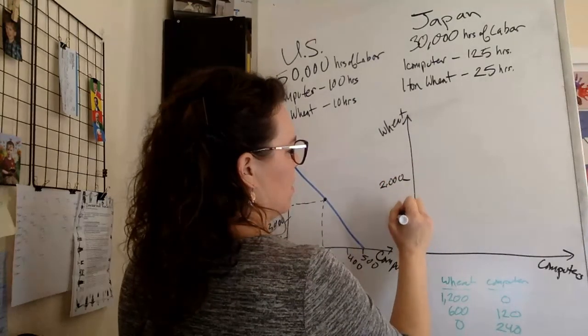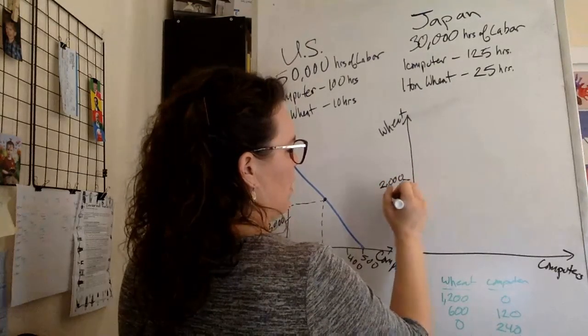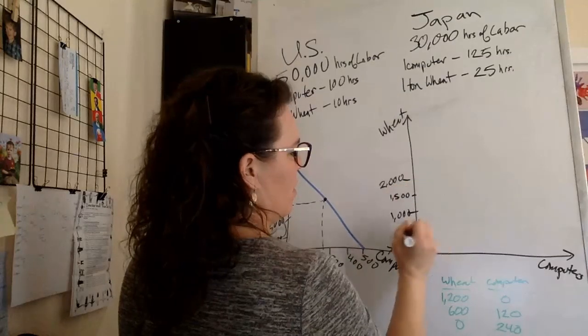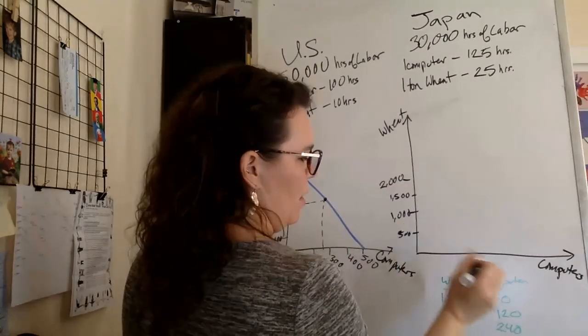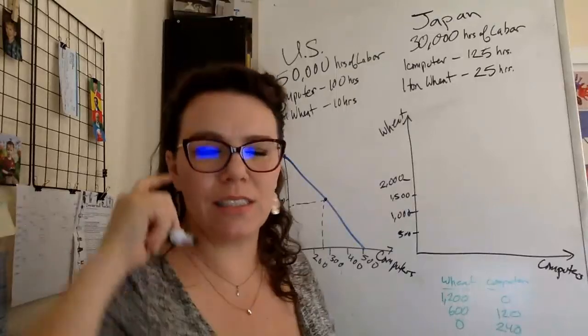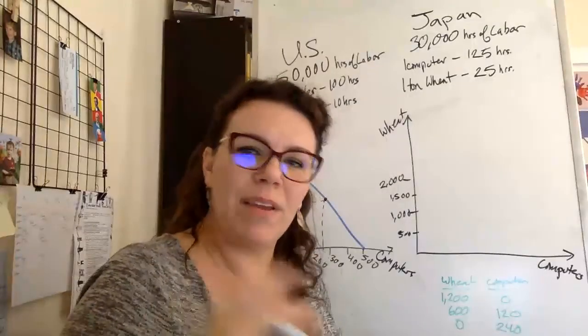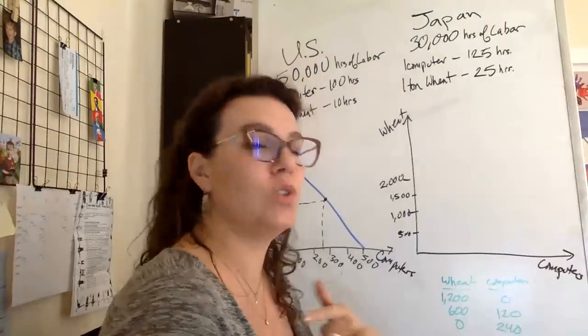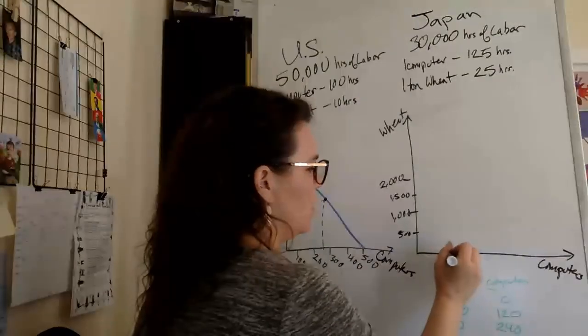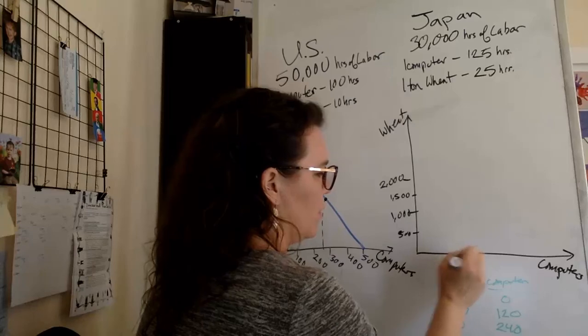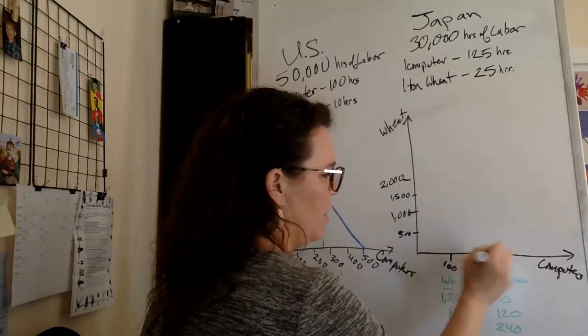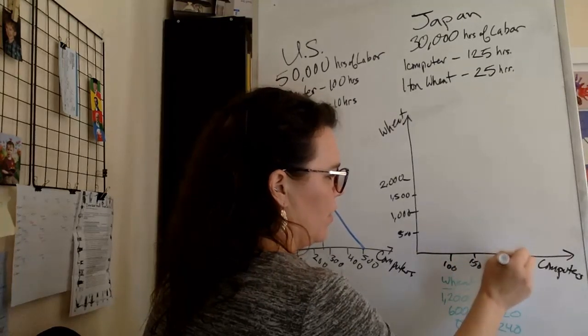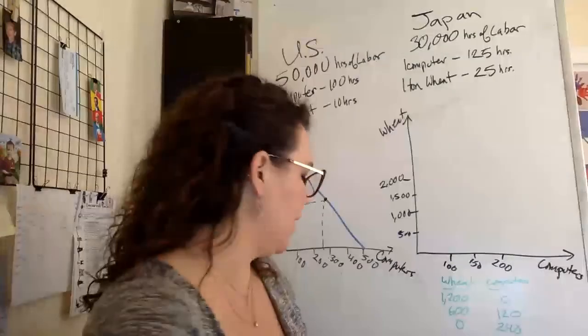There's 1,000. That might be 1,500 and 500. And these aren't going to be perfectly to scale. It's nice if they are, but because the numbers are so different, you don't have to worry about that too much. It's not going to be super important right now. So let's say that's 100 computers, that's 150, and that's 200. And you can scale this however you like.